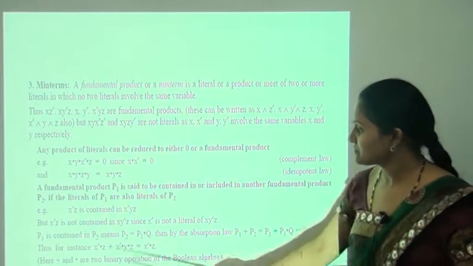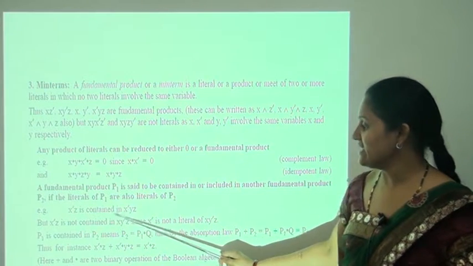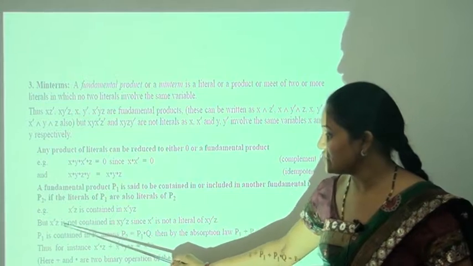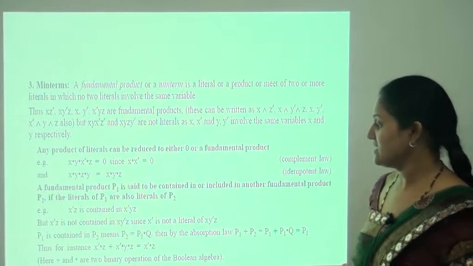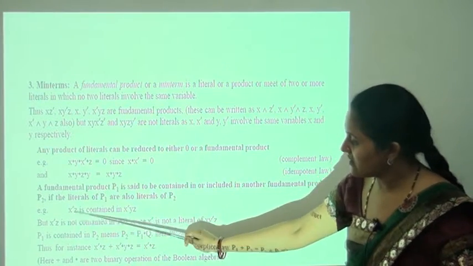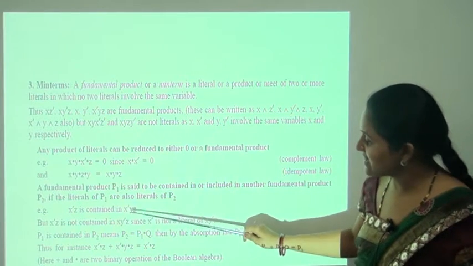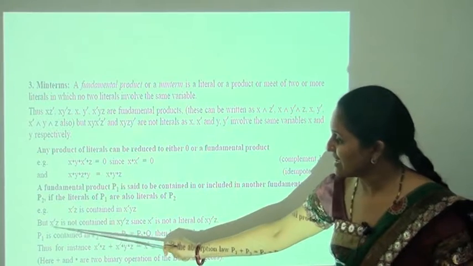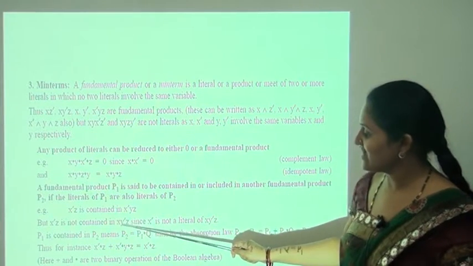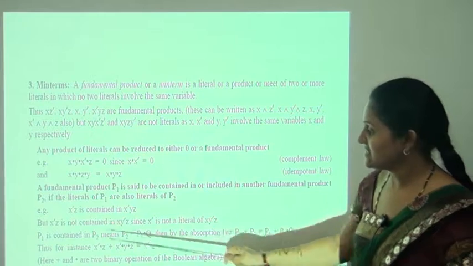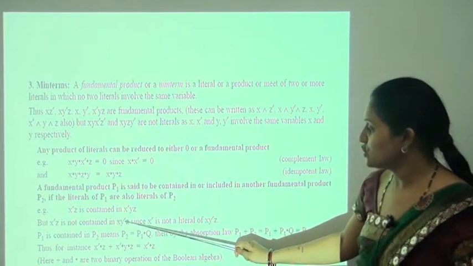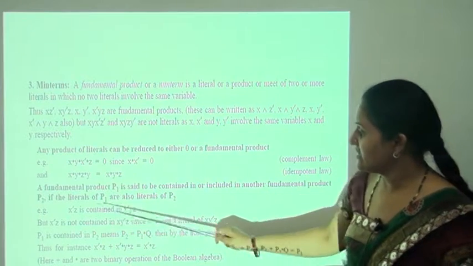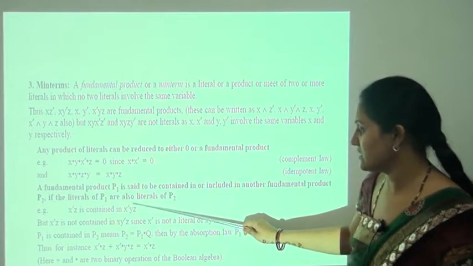For example, x-dash z is contained in x-dash y z, and x-dash z is not contained in x y-dash z. Here x-dash z is contained in x-dash y z. This is x-dash z, this is x-dash z, y is the extra one. But x-dash z is not contained in x y-dash z, since x-dash is not in it. So we can say x-dash z is not contained there, while here the x-dash z term is contained.